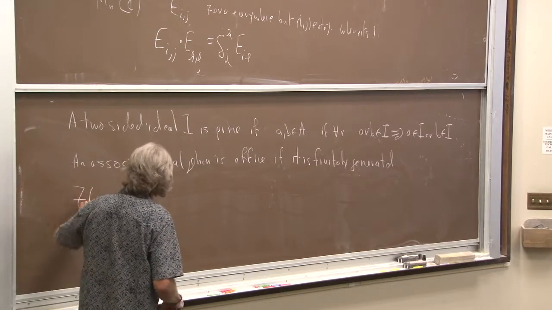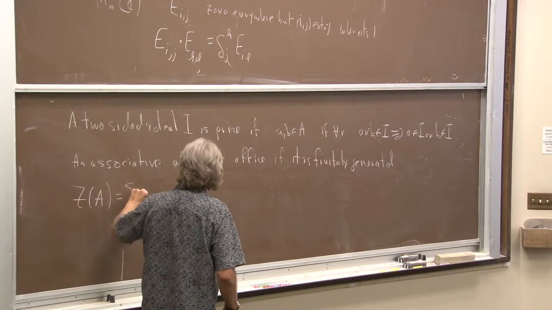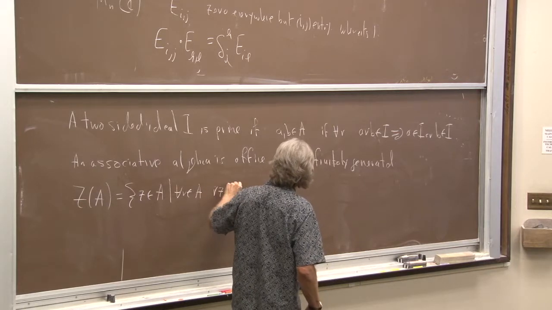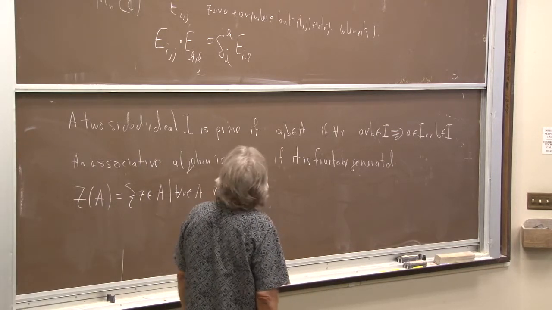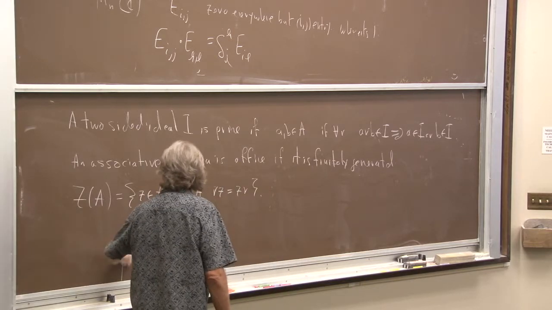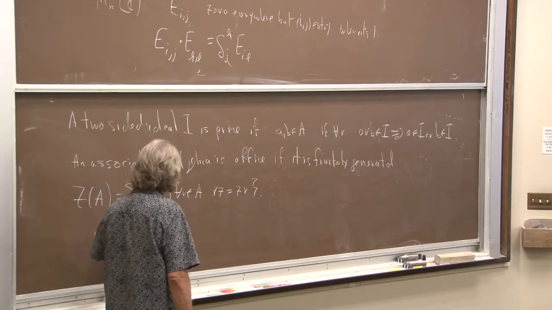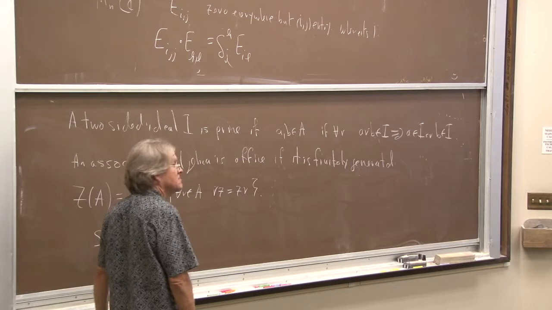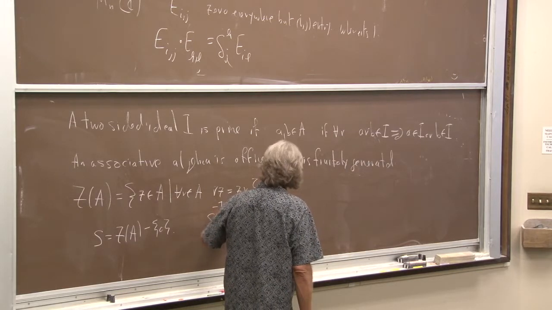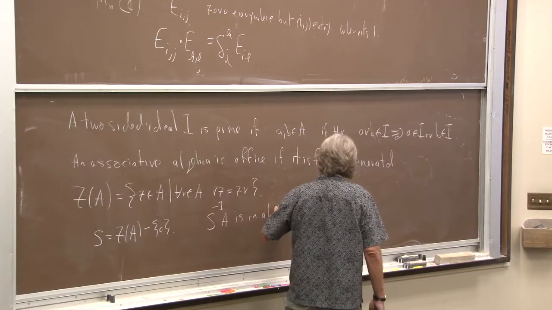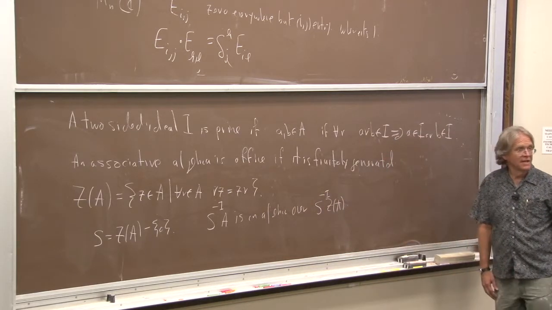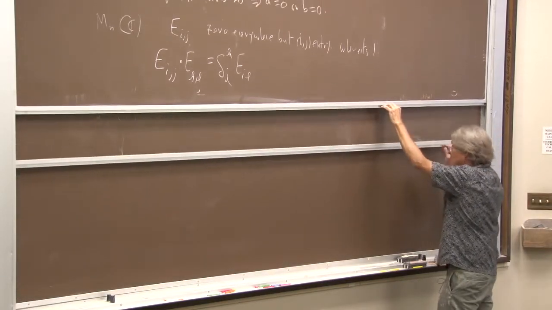And now, of course, the center of A is all z in A so that for every r in A, rz equals zr. Great. Now, if your algebra is prime, then its center is an integral domain. And what you can do is you can then form the non-zero elements of the center as a multiplicatively closed subset. And now S inverse of A is an algebra over the field S inverse of Z of A.